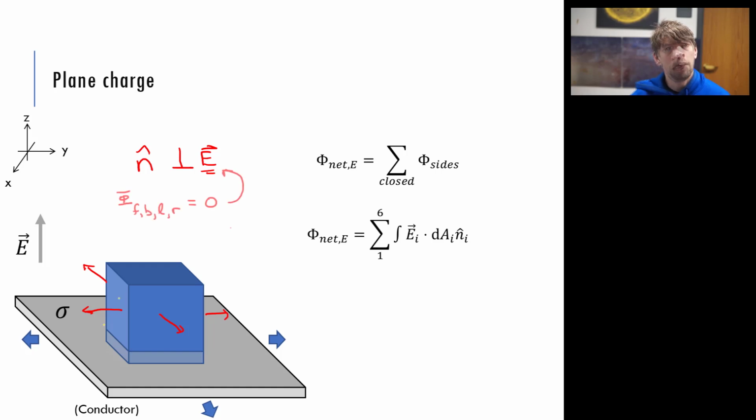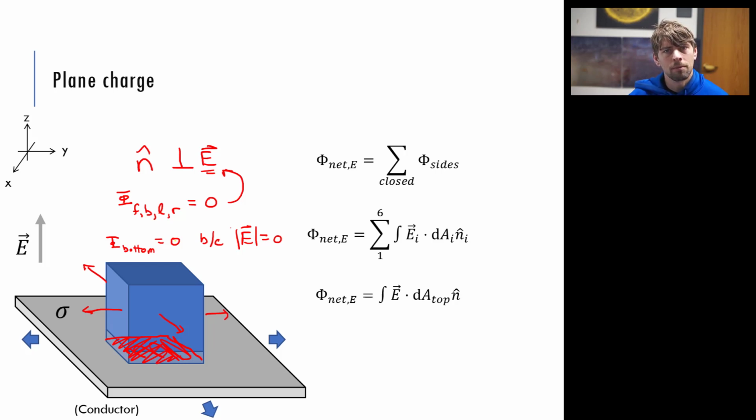Good, 0. Lastly, what about the bottom? What is the magnitude of the electric field through that bottom face, which again is embedded inside the conductor? Yeah, good. The flux through the bottom also has to be equal to 0 because there is no electric field inside the conductor. So, although I've chosen a Gaussian shape that has 6 sides, the only side that I actually need to worry about is the top.